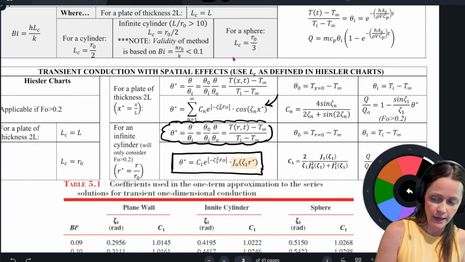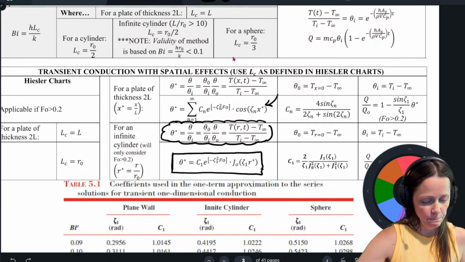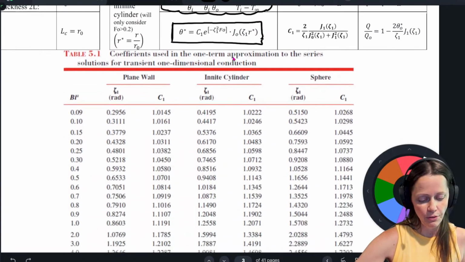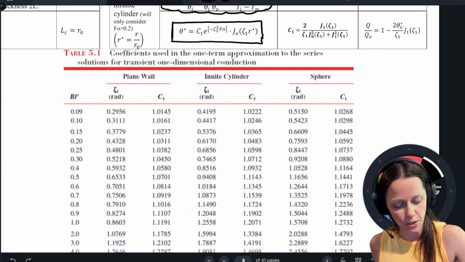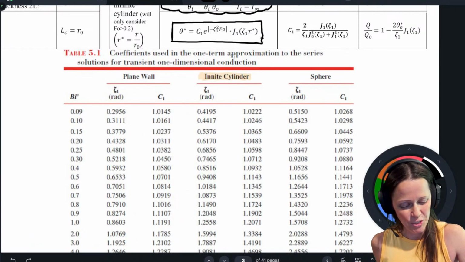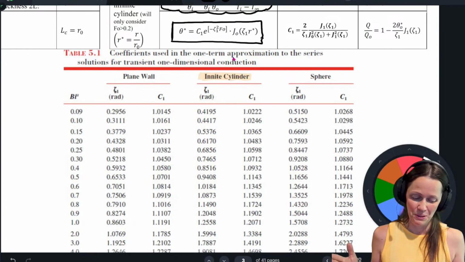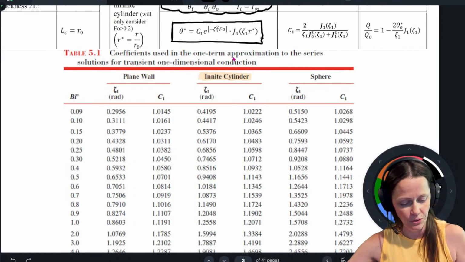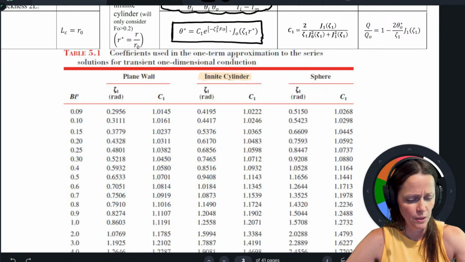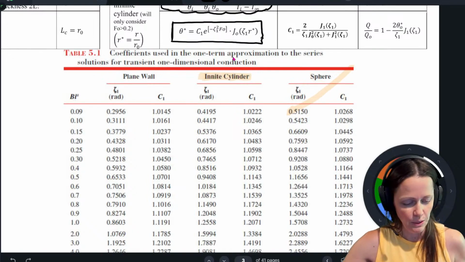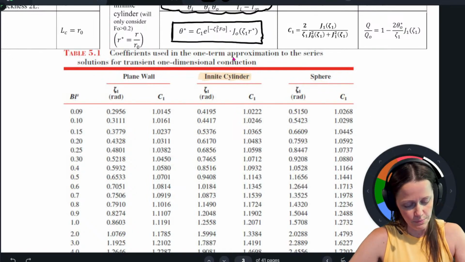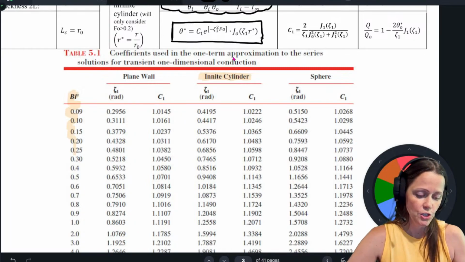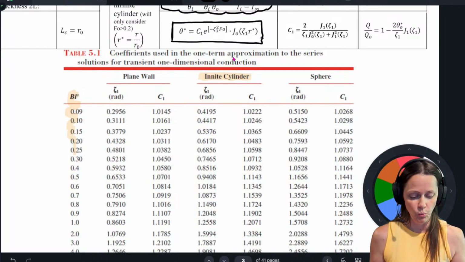Anything else I want to say about it? Not really. The only other thing I will say is to make sure, and I realize something kind of screwy happened with my PDF here because it should say infinite. Apparently one of those letters got dropped. But make sure that you're reading not the plane wall, but the infinite cylinder. We're not going to do anything with spheres. So you're going to look at your Biot number and then just read off the correct zeta or C1.